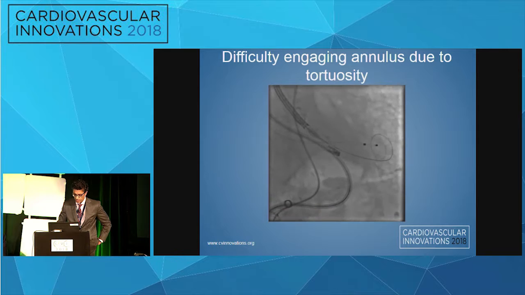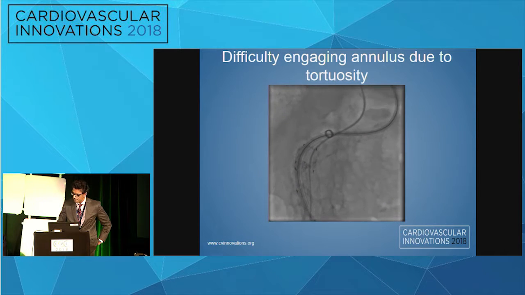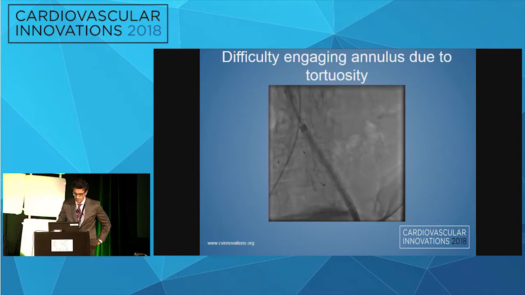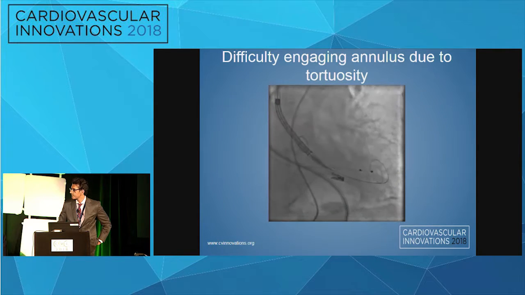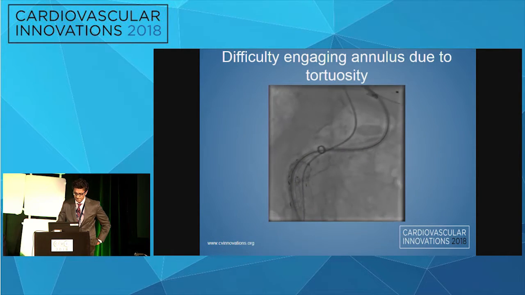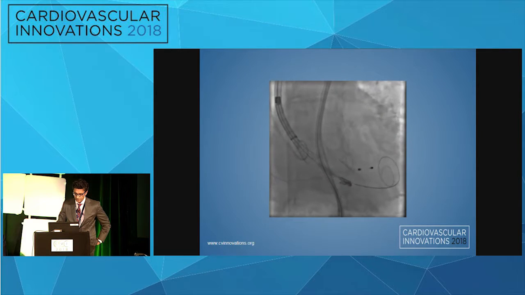It's a 29 Evolut R. It doesn't look like you used a Lunderquist wire to help you get up either. No, this is just a Safari wire. It put you across, and it looks like no trouble going up. It just tracked everything through, no resistance.